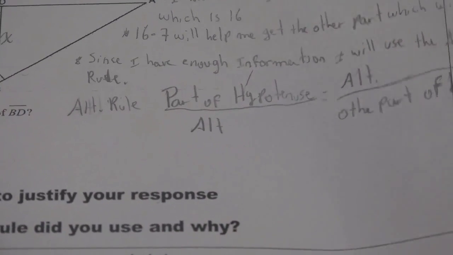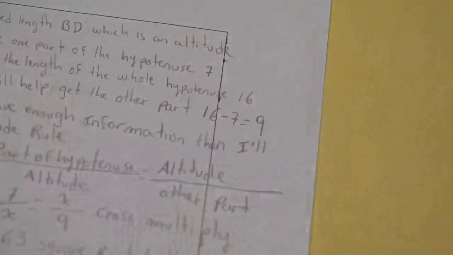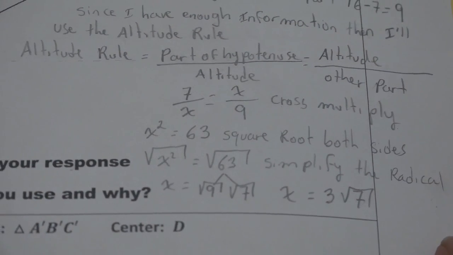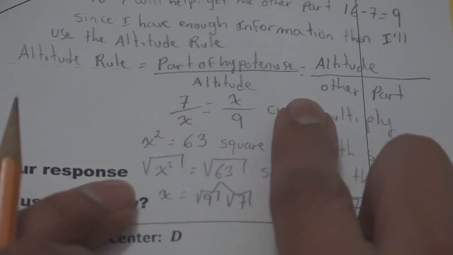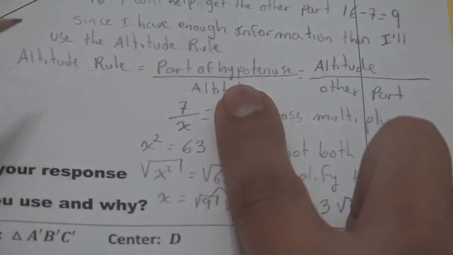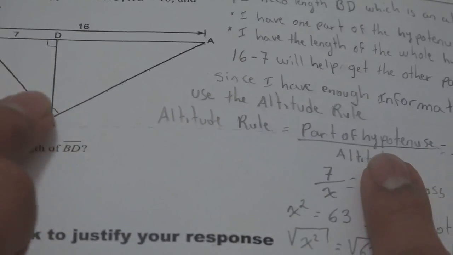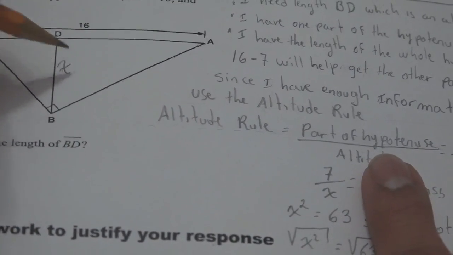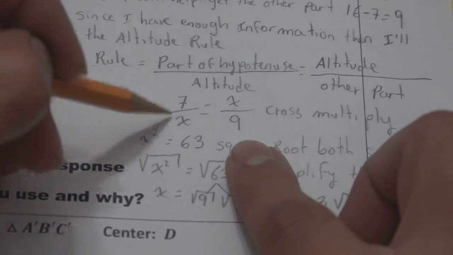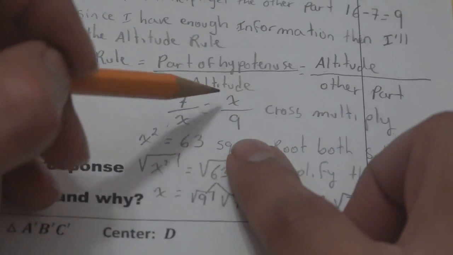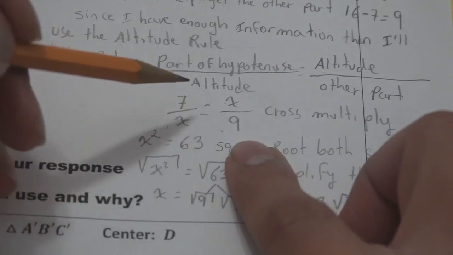So this is what I'm gonna do. I'm gonna show you the whole work. Okay, so that's what I have, the altitude rule. So let's see now, part of the hypotenuse. What is the part of the hypotenuse? 7, okay, over the altitude, right? Which we labeled x right here. So it's 7 over x equals, and then again the altitude and the other part of the hypotenuse.